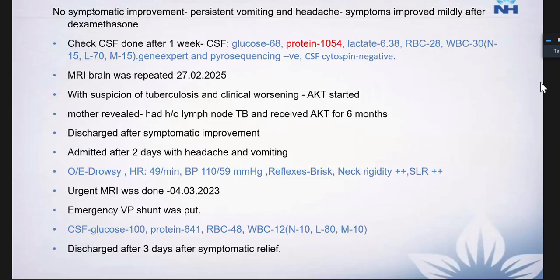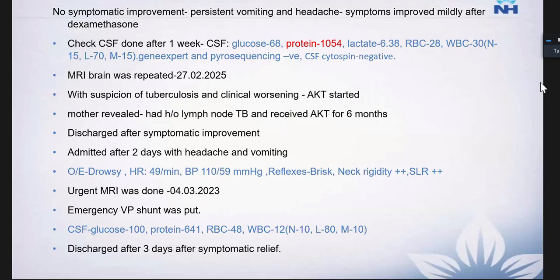After antibiotics, there was no symptomatic improvement. Persistent vomiting and headache were there. After that, steroid was given, and after giving steroids there was some mild improvement. Repeat CSF was done, which also revealed that protein showed some increase. The WBC had reduced over time.